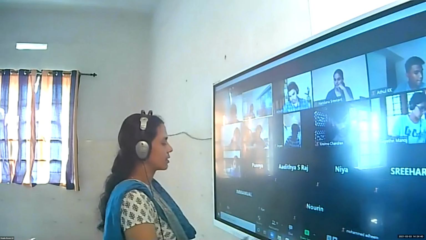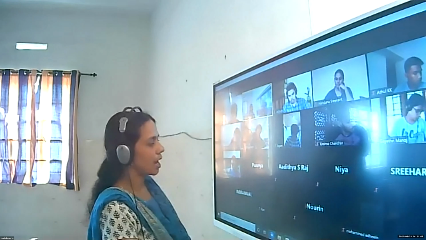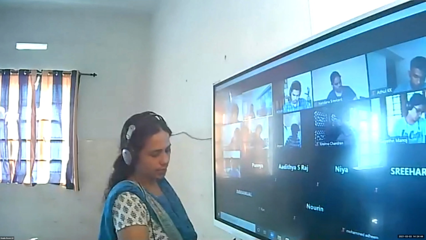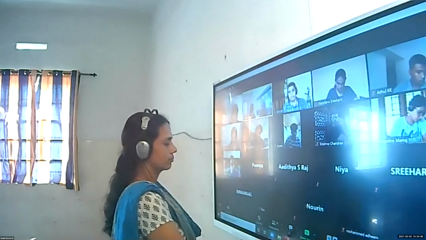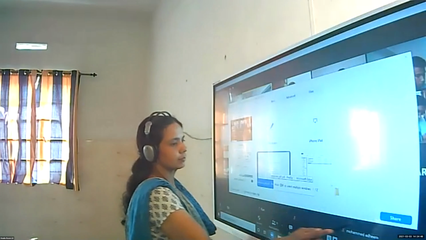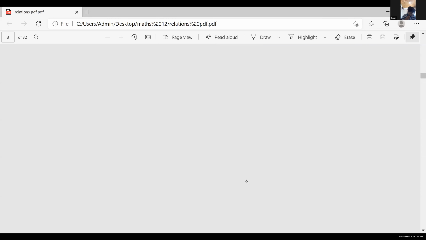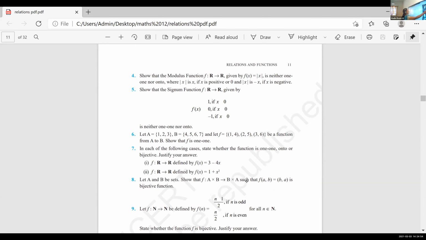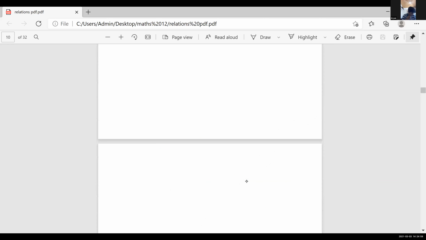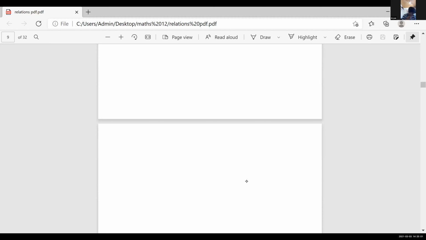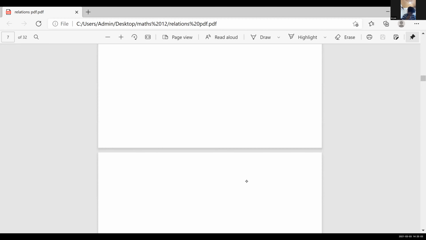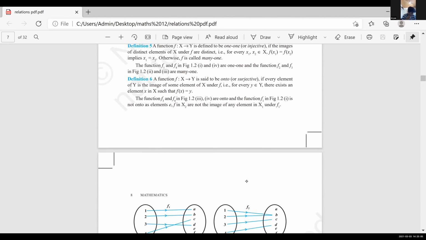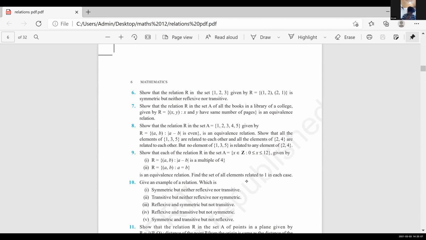One of you read the question. Question number 14. Aryan, read the question. Exercise, 14th question. Let L be the set of all lines in the xy plane and R be the relation in L defined as R such that L1 is parallel to L2. Show that R is an equivalence relation. Find the set of all lines related to the line y is equal to 2x plus 4.